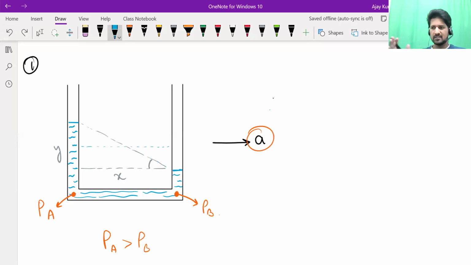You just write the pressure difference between A and B in terms of heights, and in terms of horizontal distance. You will get the ratio Y by X. And you will see that tan theta, which is Y by X, is again equal to a by g. Vertical pressure variation is due to gravity. Horizontal pressure variation is due to that acceleration. Okay.